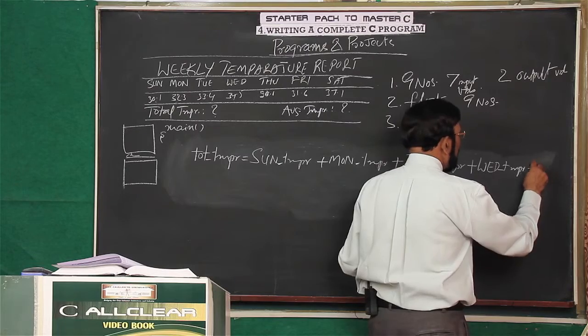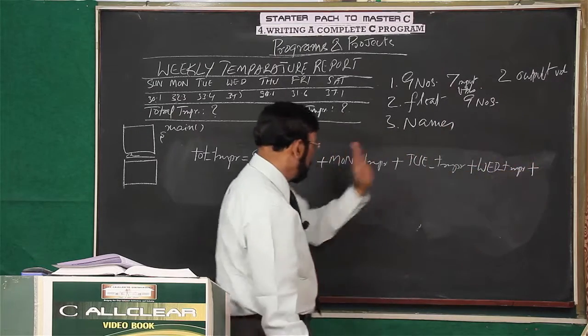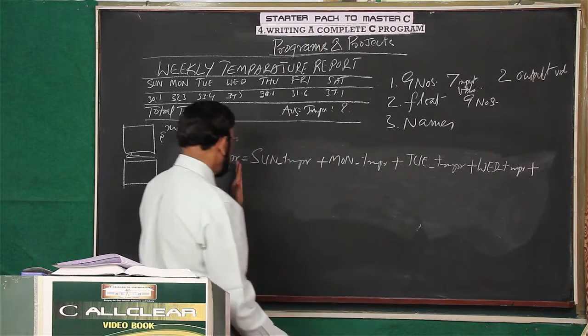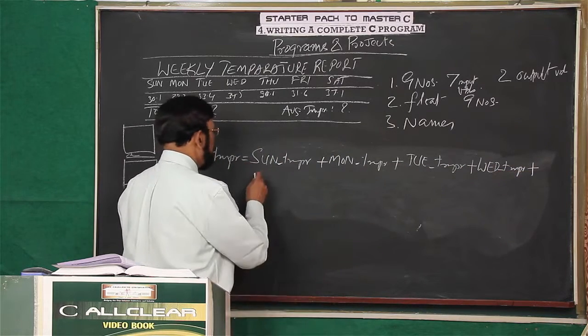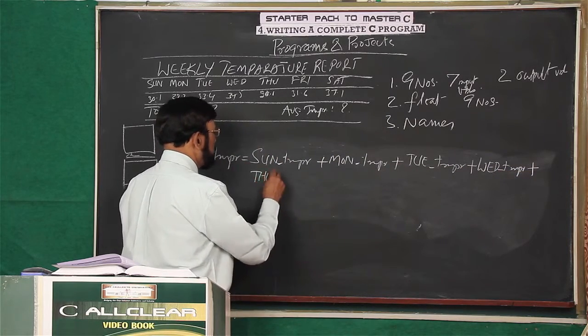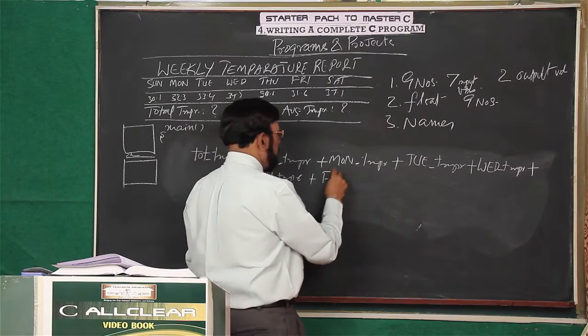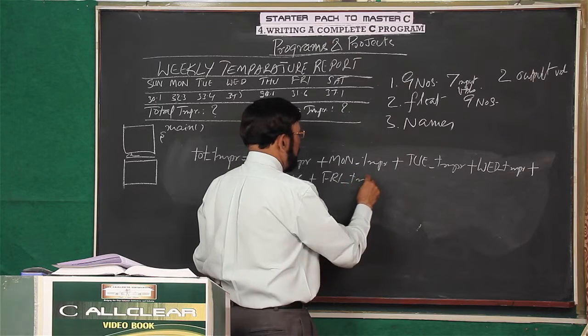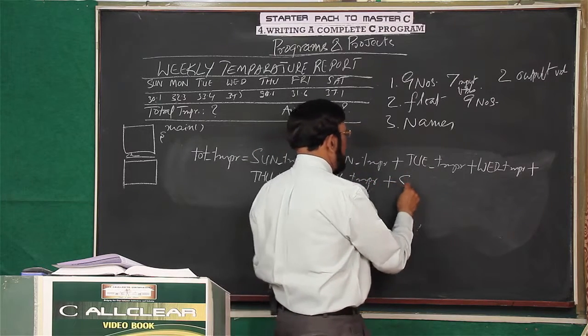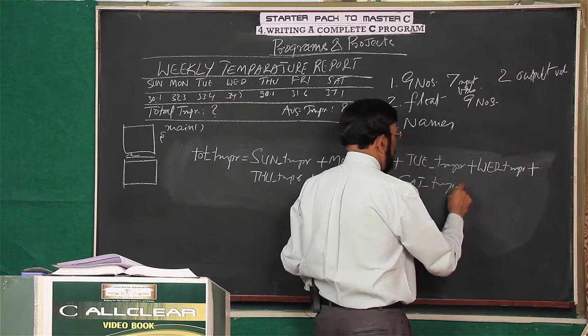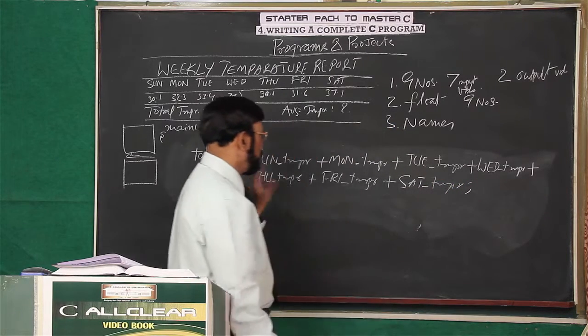Now it may not fit in the line. Don't worry. You put plus here, then continue from here. Then what is that? Next one, thu temperature, fri temperature, sat temperature. Like this, you write the formula.